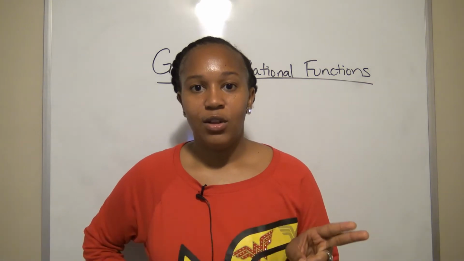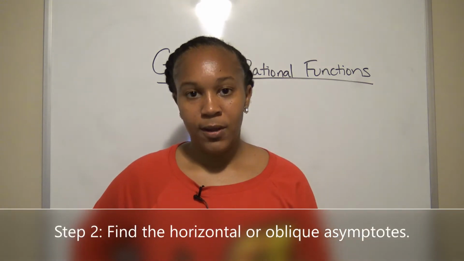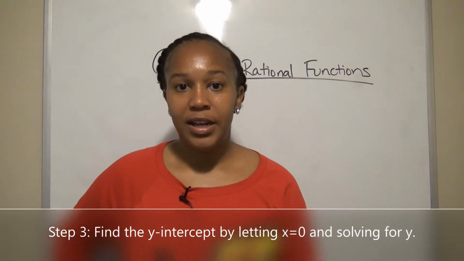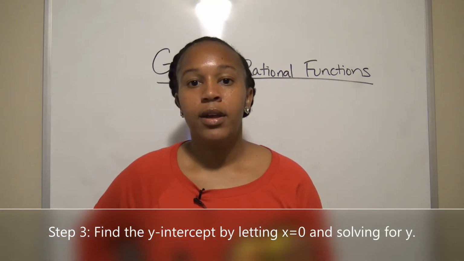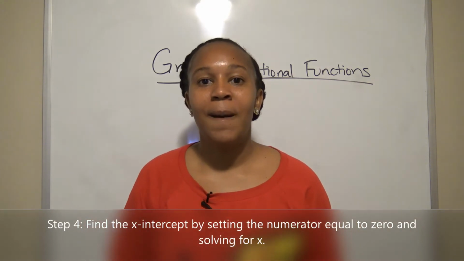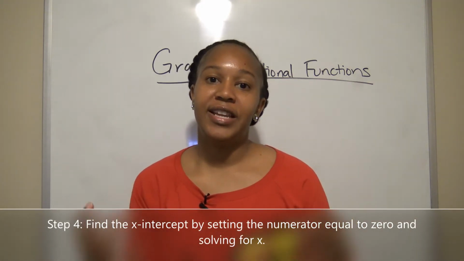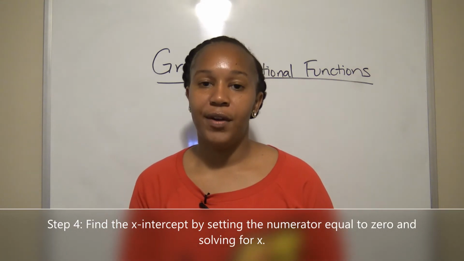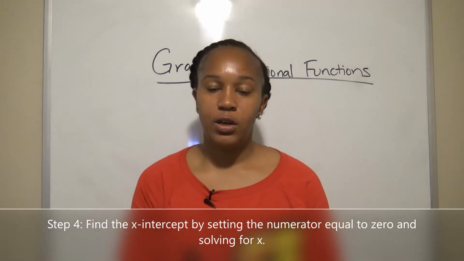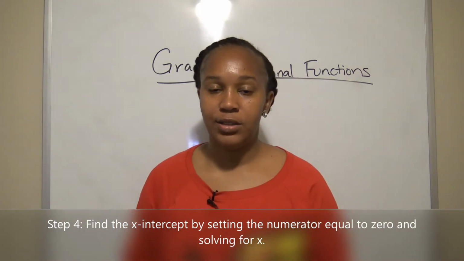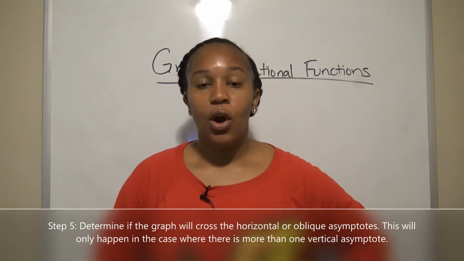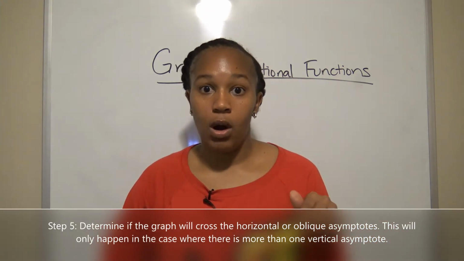You want to second find the horizontal or oblique asymptotes. Then you want to find the Y-intercept, and you find the Y-intercept by letting x equal 0 and solving. Then you want to find the X-intercept. You find the X-intercepts by taking the numerator, setting it equal to 0, and solving for x. Because if the numerator of a fraction is 0, then that fraction equals 0, as long as the denominator is not 0. Alrighty? Then you want to see if your horizontal asymptotes can be crossed.